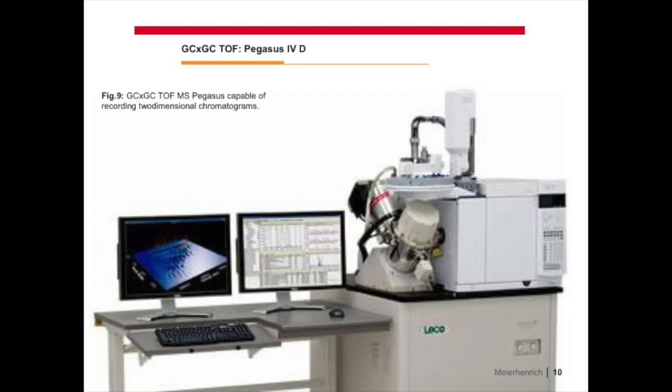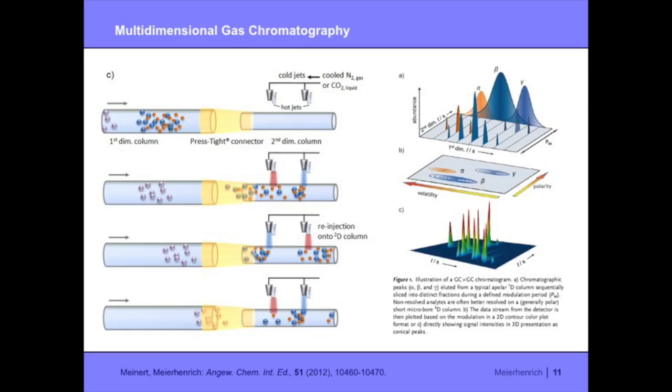This is one of these instruments. The price of it is 300,000 euro. And the working principle is this one here. You have a first capillary column where analytes pass. They are connected by a modulator to a second capillary column.